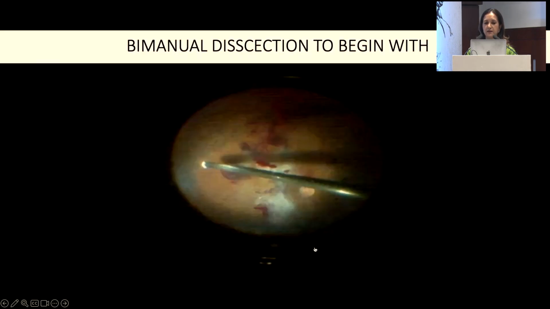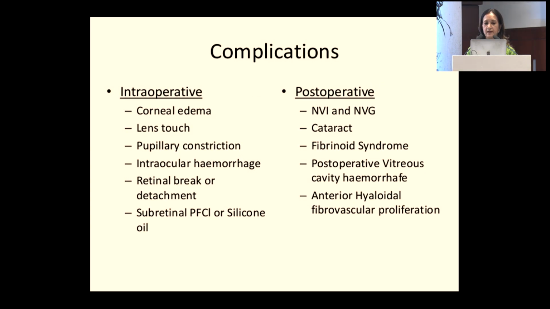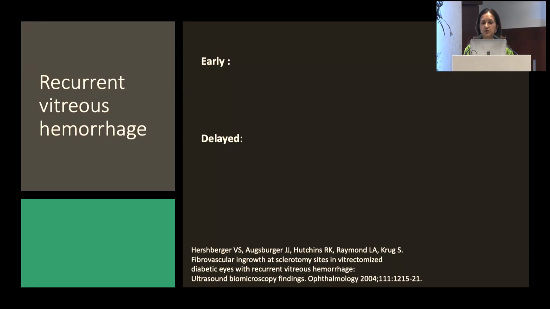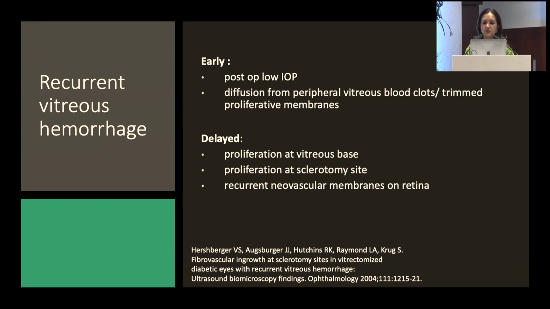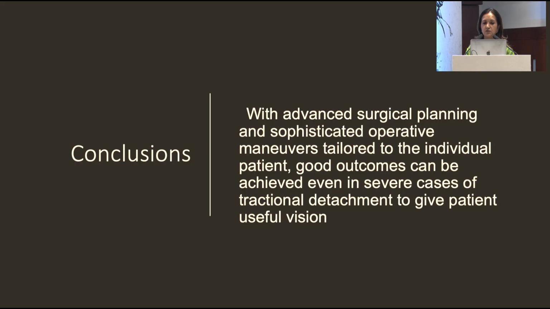No PVD, again, you do a bimanual surgery. In spite of all the care that you take, you may still have intraoperative bleeding, postoperative corneal edema, and so these things have to be taken care of. Most important is the recurrent vitreous hemorrhage, which has to be taken care of. And to conclude, with advanced surgical planning and sophisticated procedures, we are still able to give good results to our patients. I think exquisite videos with excellent tips you gave us, all of us.